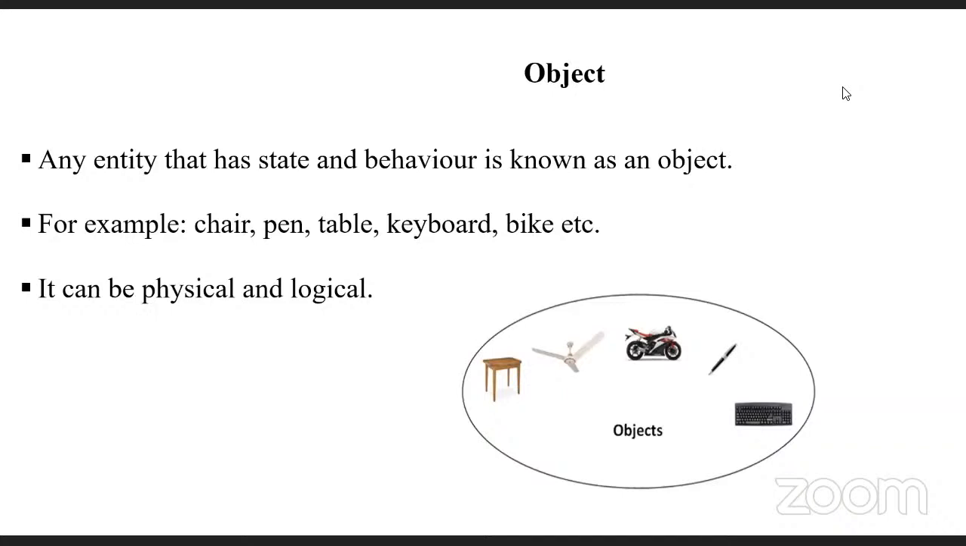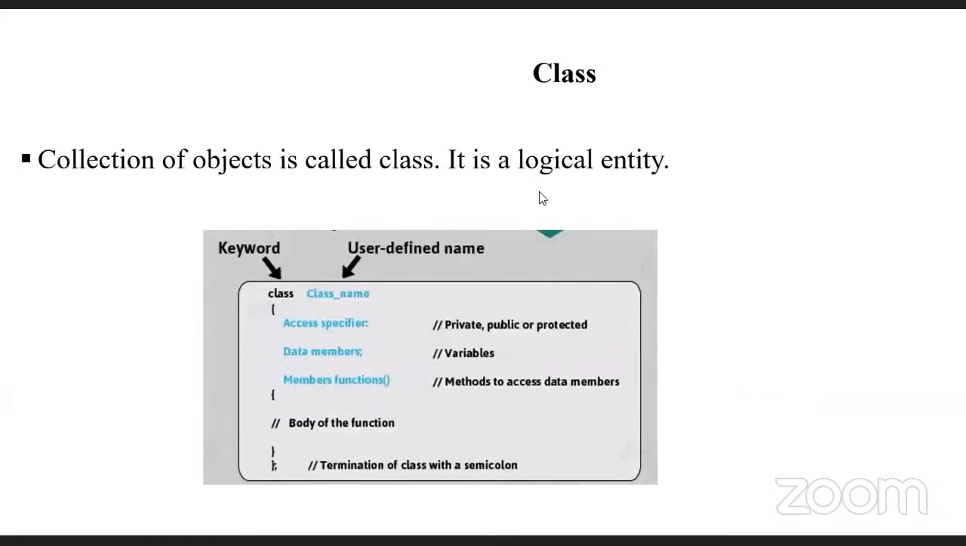Okay, next one is class. If you understand the class, you will understand what the object is. Class is nothing but a collection of objects. Without class you are not supposed to write any object. What is a class? Class is nothing but a blueprint of object. That is called as class.